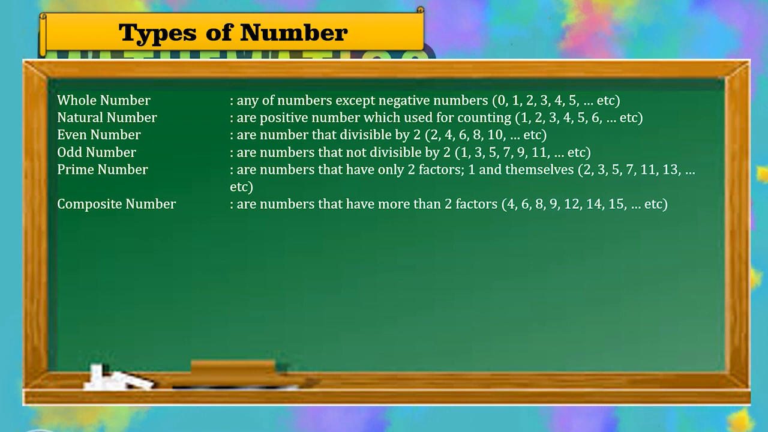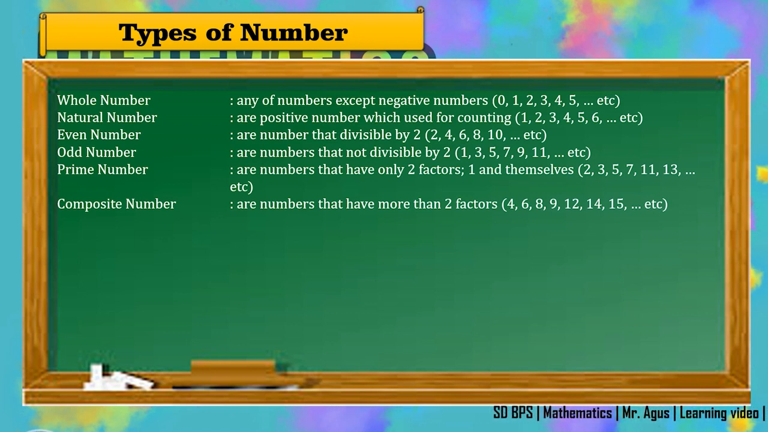Prime number. This is very important for you because our topic in the next chapter is about highest common factor and lowest common multiple, and this topic has a relation with prime number. So you have to understand the meaning of prime number. Prime numbers are the numbers that have only two factors, 1 and themselves. So for example, 2, 3, 5, 7, 11, 13, and so on.